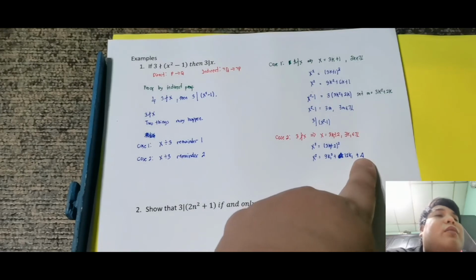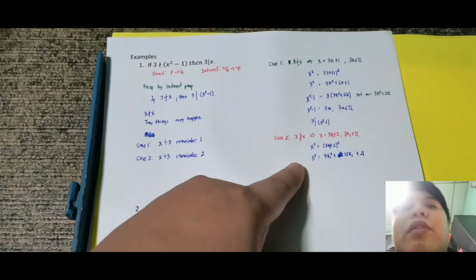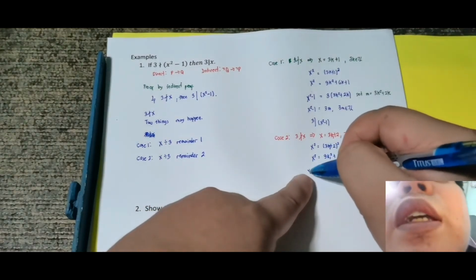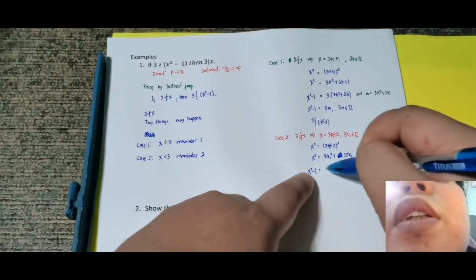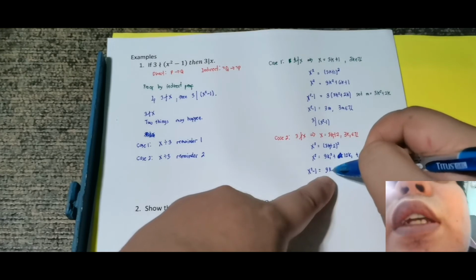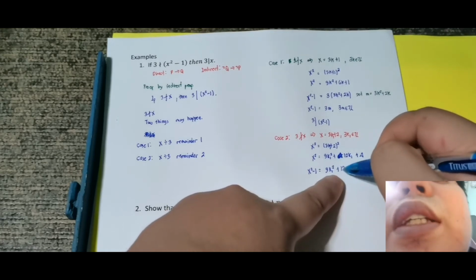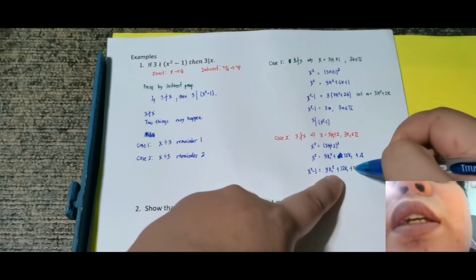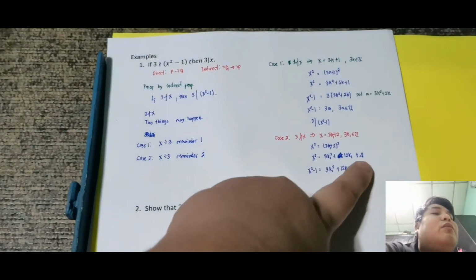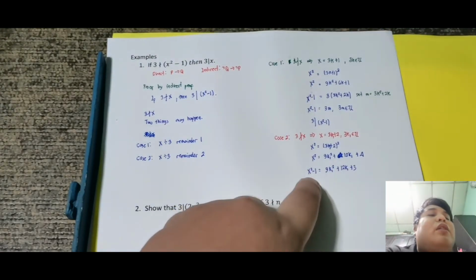Gagawin kong 3 plus 1 yung 4, para yung 1 dadalhin ko sa kabila. So, mangyayari, nagiging x squared minus 1, which is equal sa 9k sub 1 squared plus 12k sub 1 plus 3. So again, nasan yung 1? Yung 4 naging 3 kasi yung 1 dinala ko dito.